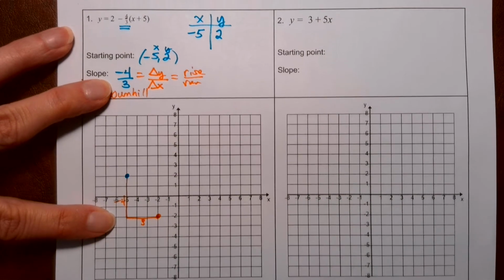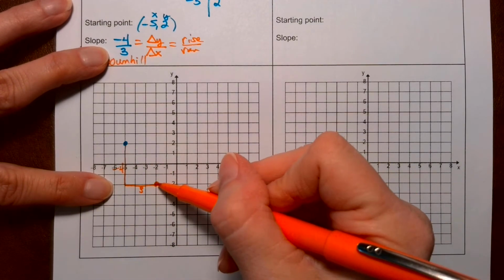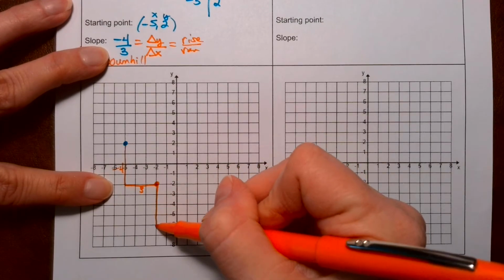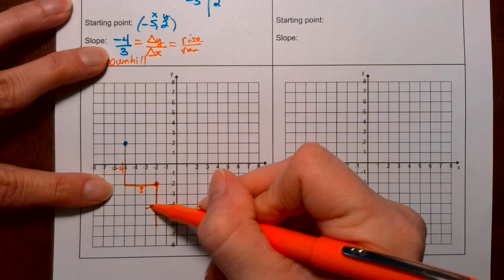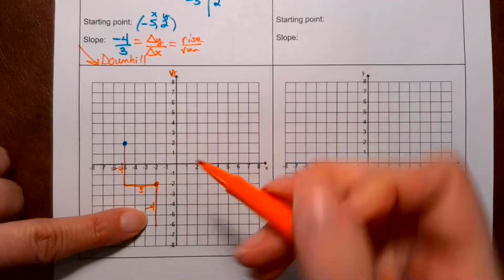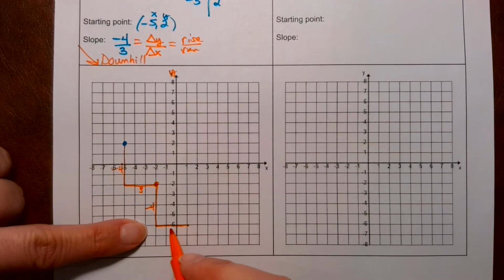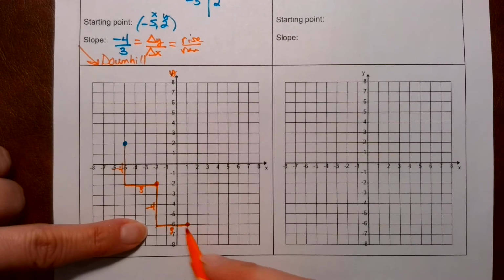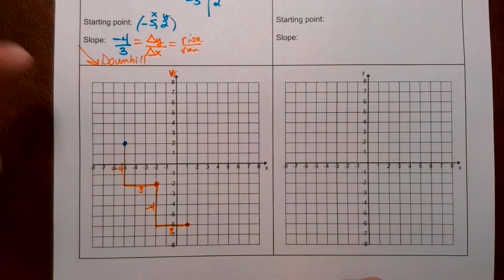Okay, let's do it again. We have to keep going. We're going to go down 4. 1, 2, 3, 4. That's the delta y. See how the y-axis is going up and down? Delta x is 3, +3. There's another point. These points should all line up.